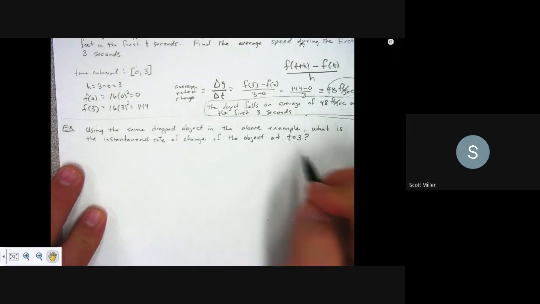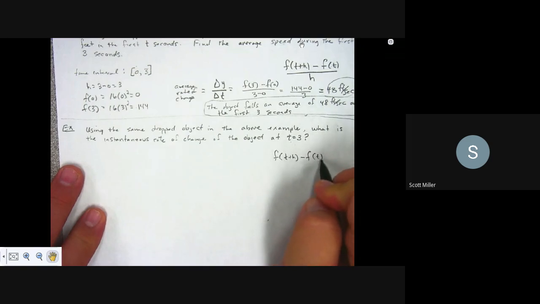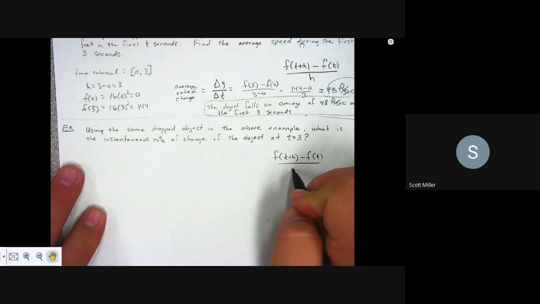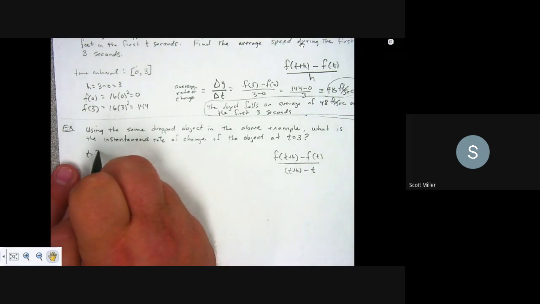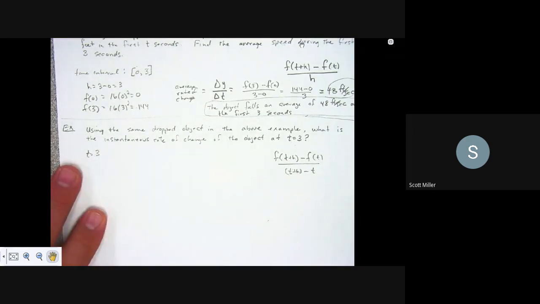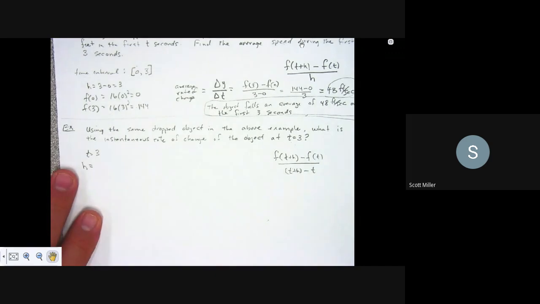We can use the other form of it. So we have basically f of t plus h minus f of t, and then this will be t plus h minus t. So our t is going to be 3. And we're going to determine what h is. We're going to pick the h we want now.